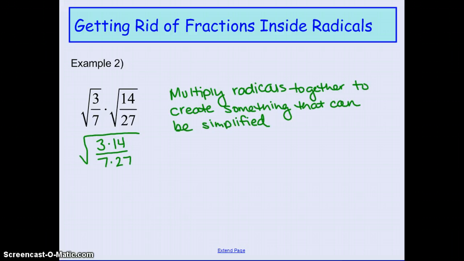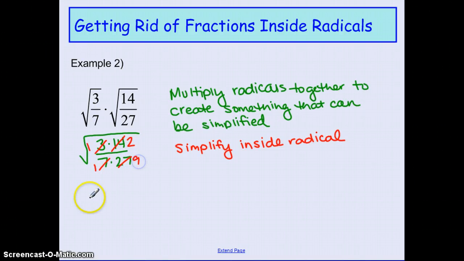And the reason I'm doing that is this. Because we've already learned that before we take the square root, we can simplify inside the radical. So what I mean is this. We've got this 14 and this 7. So I'm going to cancel them out. I'm going to make the 14 a 2 and the 7 a 1. I'm going to do the same thing with the 3 and the 27. I'm going to make the 3 a 1 and the 27 a 9. So what I'm left with is the square root of 2 over 9.